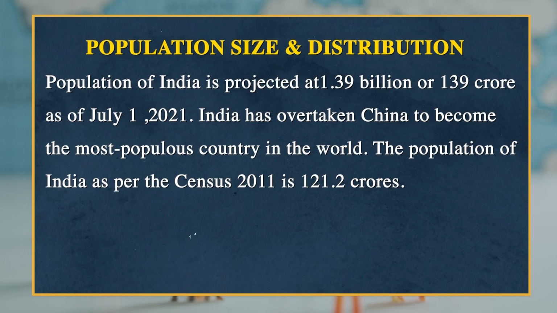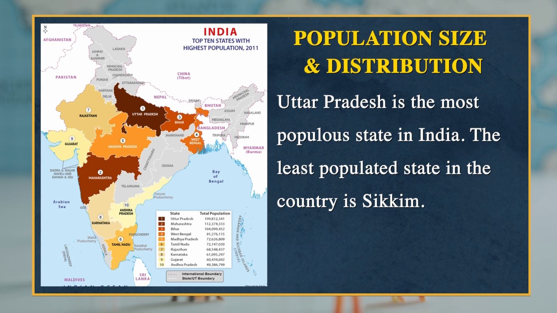Population of India is projected at 1.39 billion or 139 crore as of July 1, 2021. India has overtaken China to become the most populous country in the world. The population of India, as per the census 2011, was 121.2 crores. Uttar Pradesh is the most populous state in India and the least populated state in the country is Sikkim.